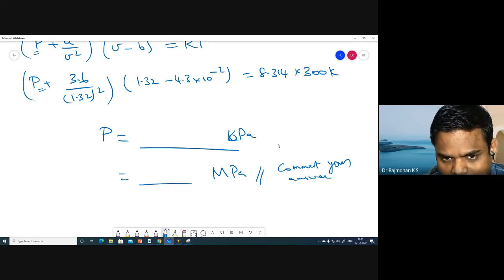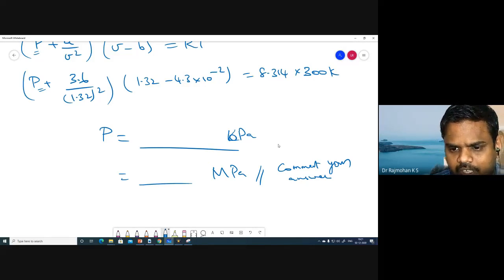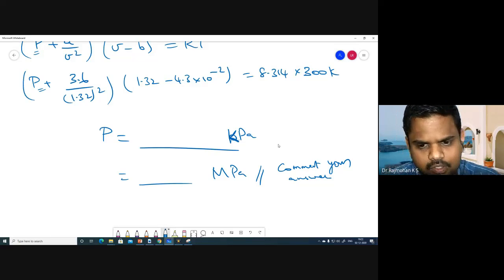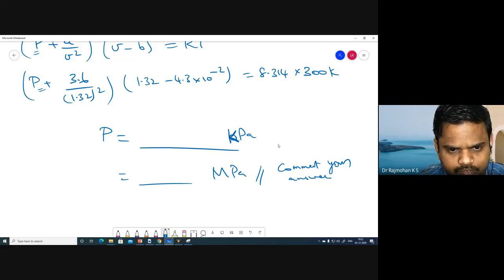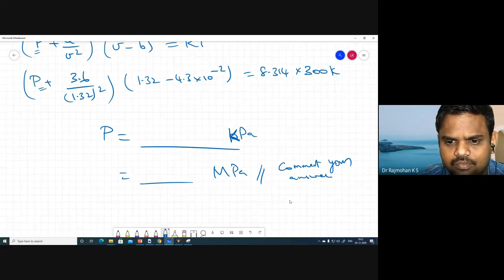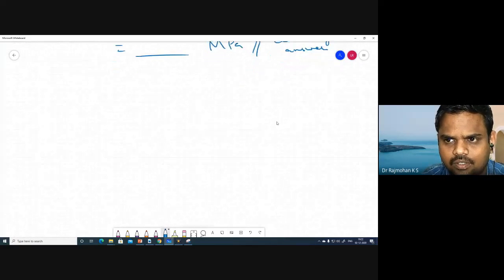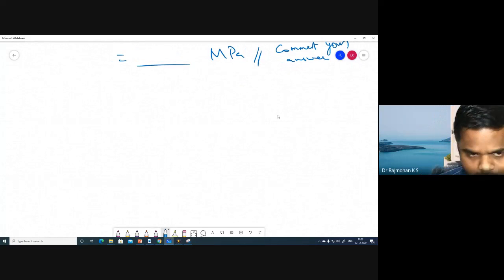So as per this equation we will be getting the result in kilopascal. Since the value is more than 1000, you can substitute it in megapascal. Okay, you will get around 1.5 to 2.5. So take down this problem.